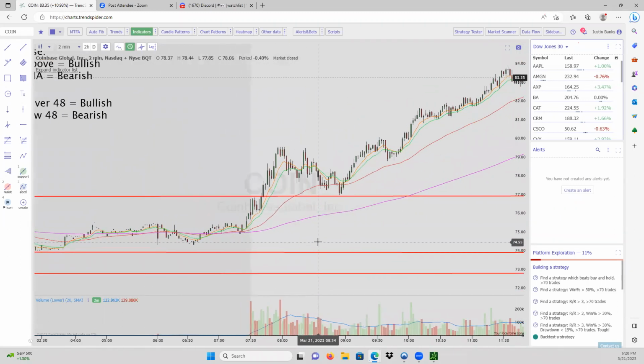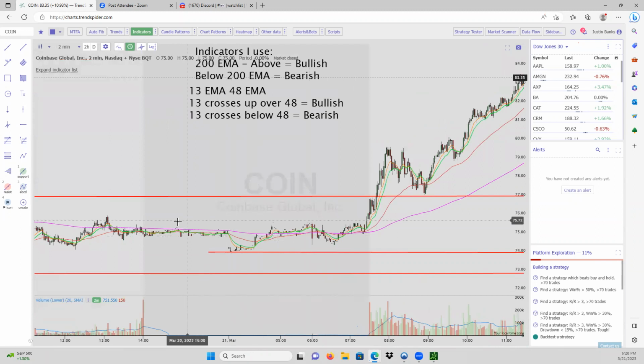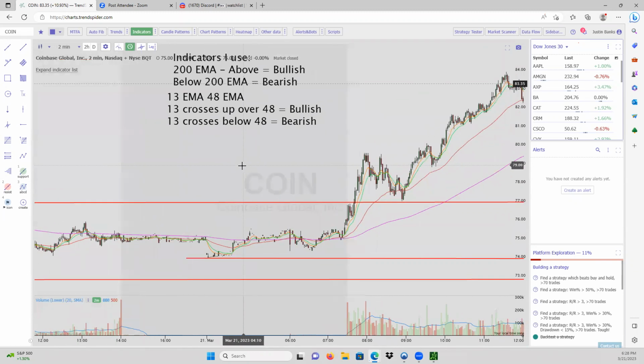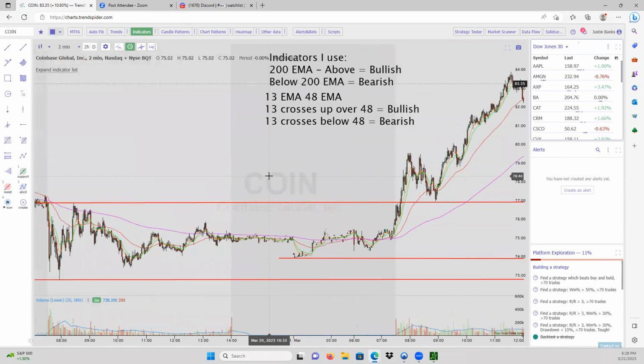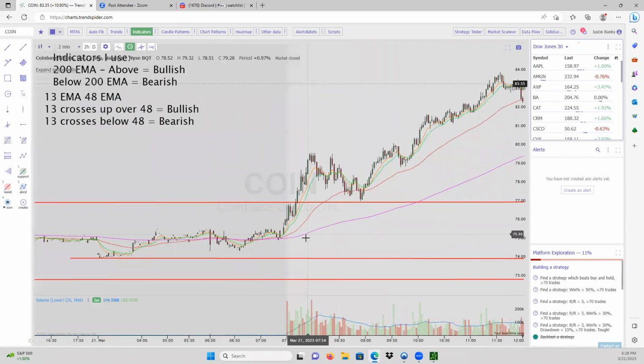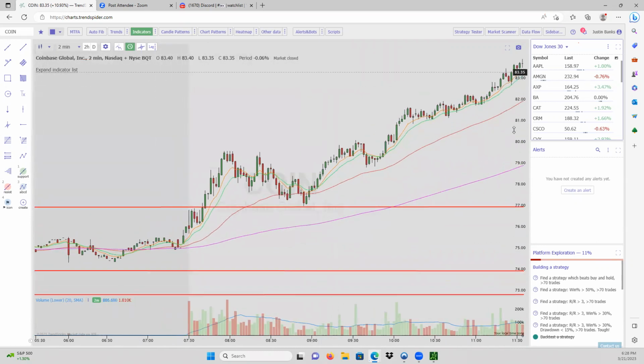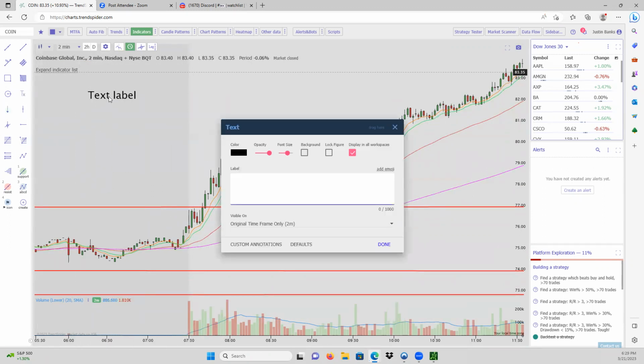So let's take a look here. One of the things that we're looking at in this trade, so this is coin we're looking at. If we were to take coins today, one of the biggest things is, are we above the 200 EMA? Perfect. We're above the 200 EMA. So now that's bullish, right? So we have one mark. So I'll just type this out. One mark for bullish.